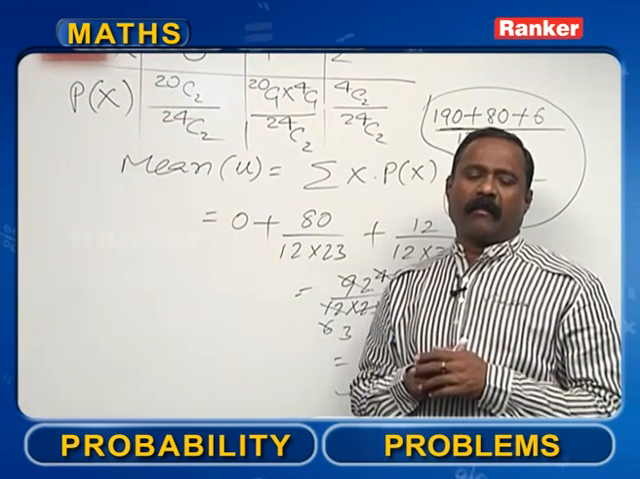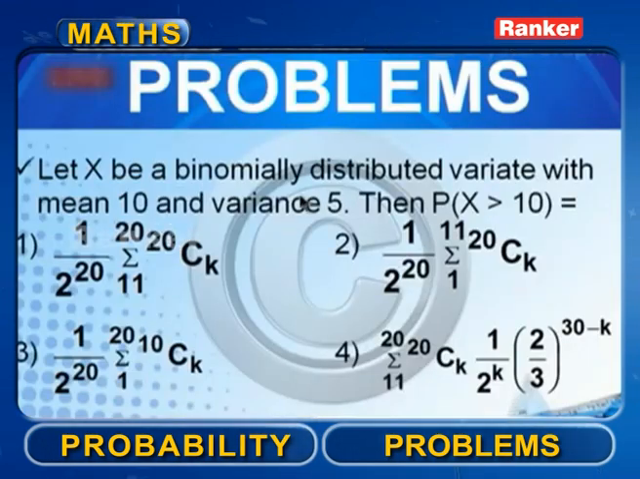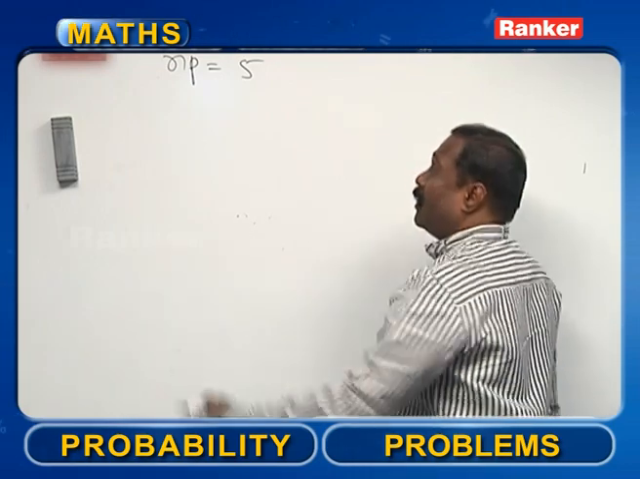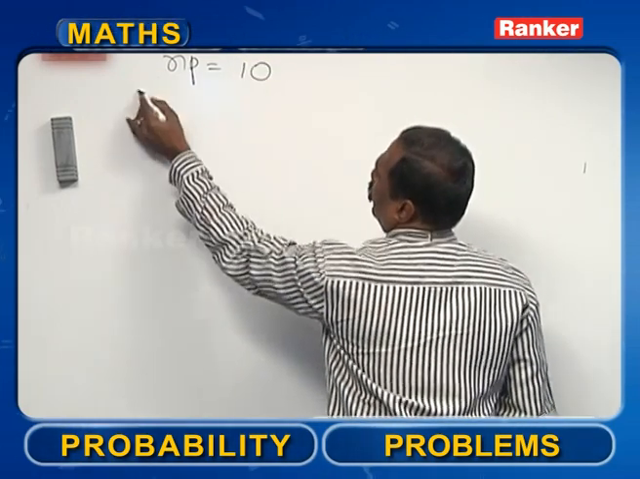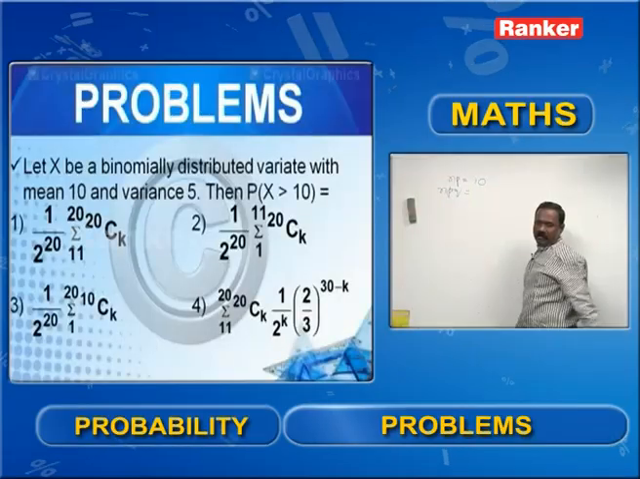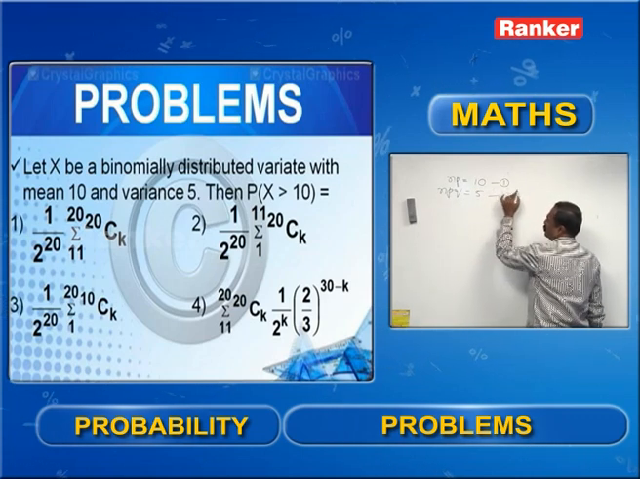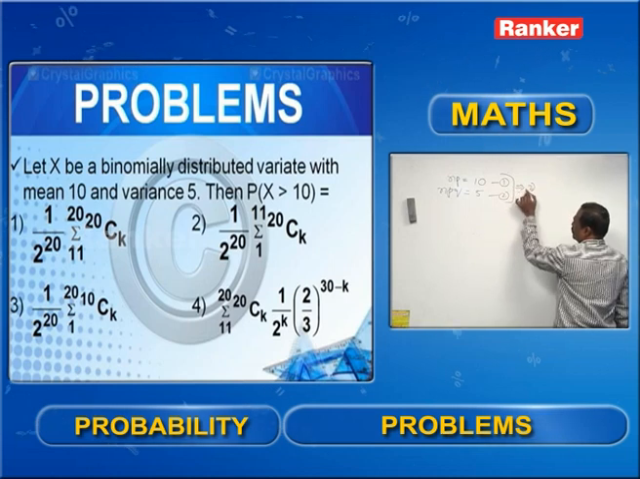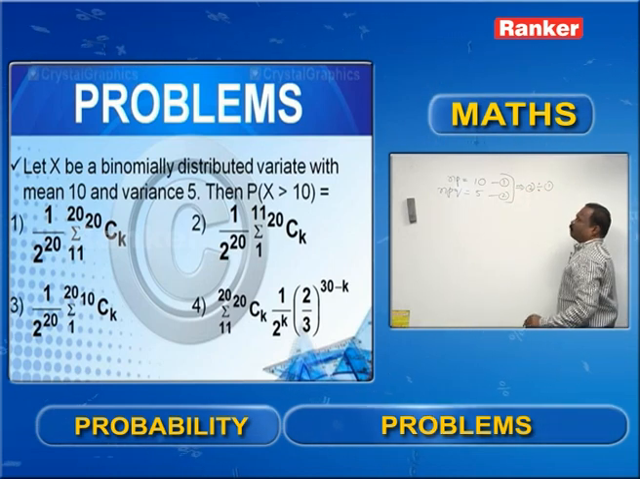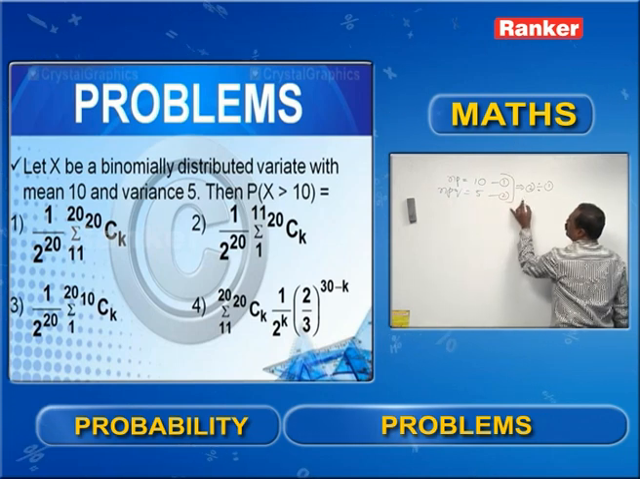Next, let X be a binomial distributed variate with mean 10 and variance 5. Understand, mean is 10 and variance is 5. And yesterday we have discussed the mean is NP, it is given to be 10, and variance means it is NPQ, it is given to be 5. Then if you divide, this is 1, let me say, this is 2, let me say, which implies 2 divided by 1 is, Q remains, Q is 1 by 2.